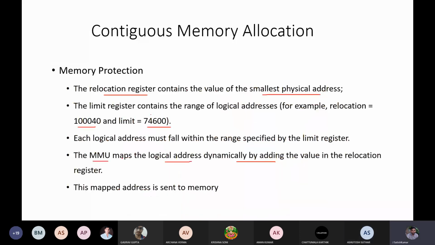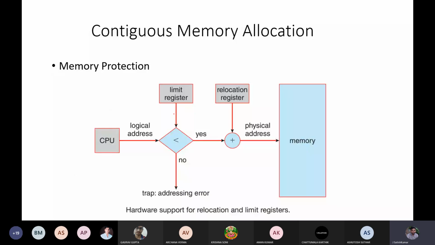So the memory management unit maps this logical address dynamically by adding the value in the relocation register. The logical address must fall within the range specified by the limit register. So we will make sure that whatever logical address is generated falls into the range of the limit register. If not, we will generate an error. Otherwise, we will add the relocation register plus the logical address to map it into the physical address. Is this clear?